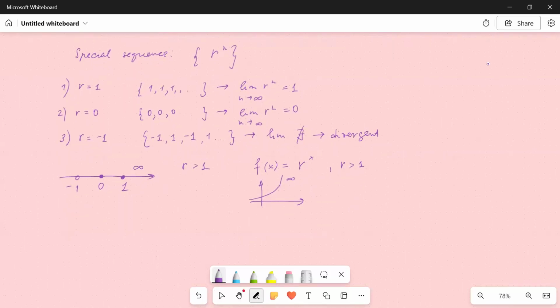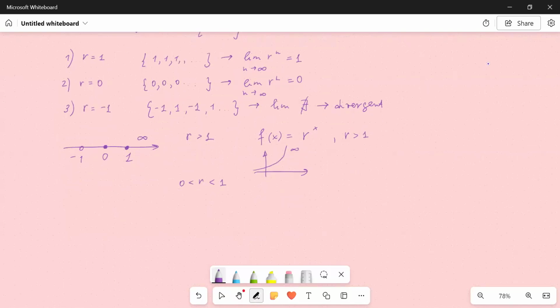What is going to happen between 0 and 1? Between 0 and 1, I'm going to write down r less than 1 and greater than 0. Again, the same function, f of x equals r to the power of x. I'm using the fact that when r is less than 1, the graph is a decreasing exponential function looking like this, right? And the limit is going to be equal to 0. So I'm going to say that the limit over here is equal to 0.